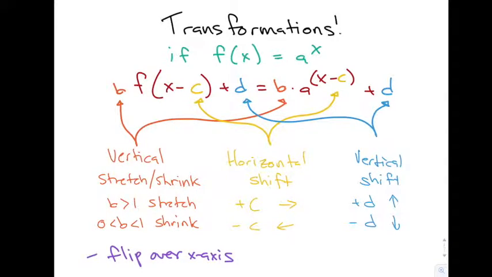Our c determines the horizontal shift. If c is positive, in other words, if we have an x minus c inside our base function, then we shift to the right. If c is negative, in other words, we have an x plus c inside of our base function, we shift to the left. If we have a negative x inside, a negative x flips over the y-axis.